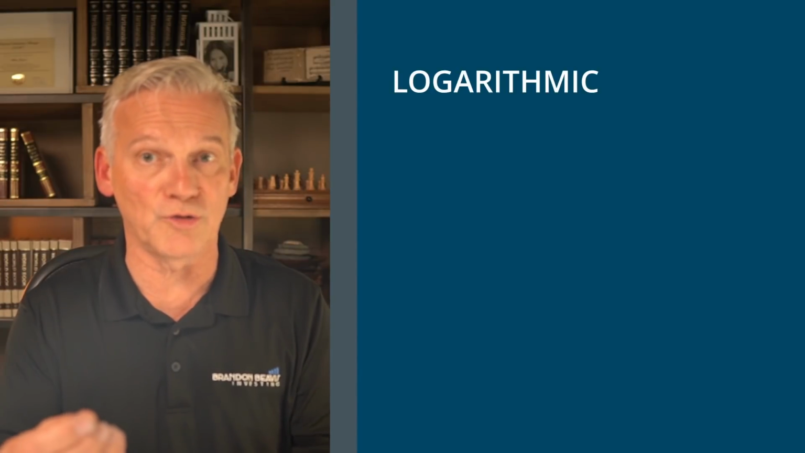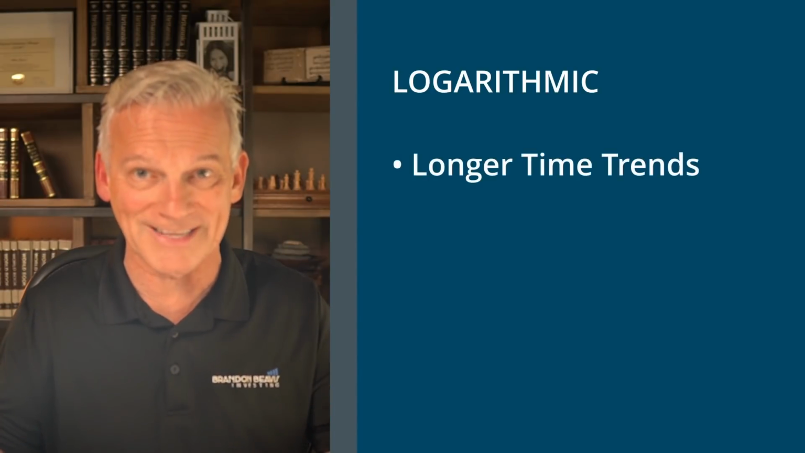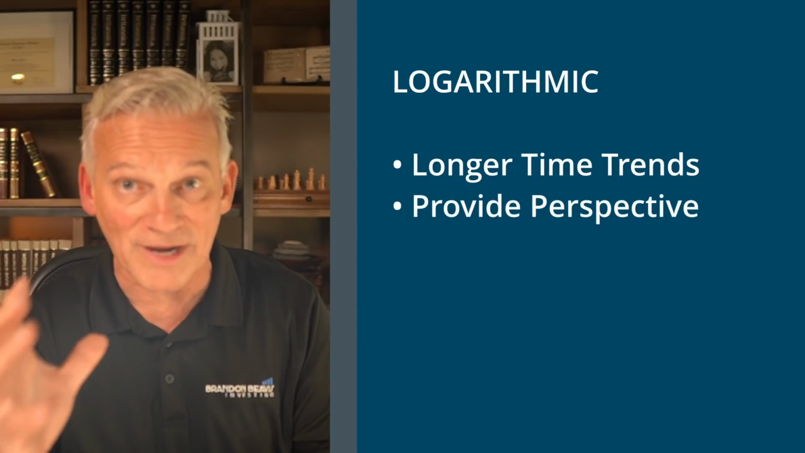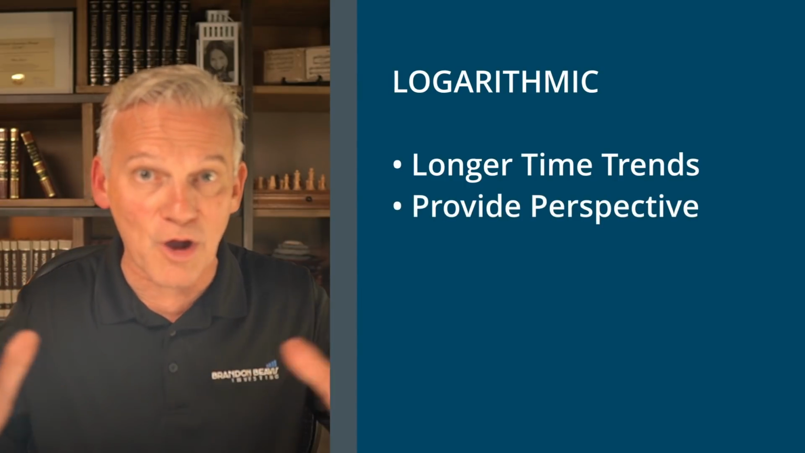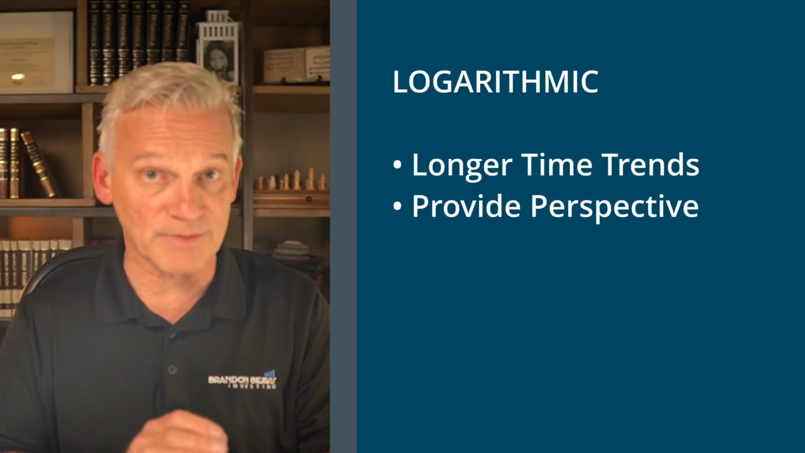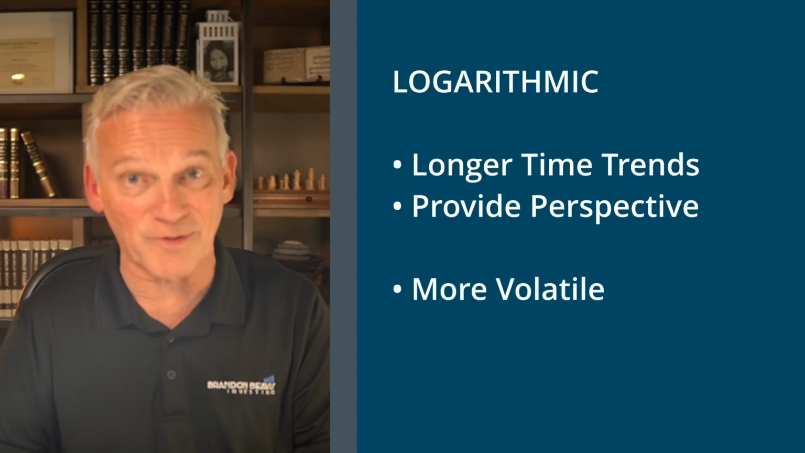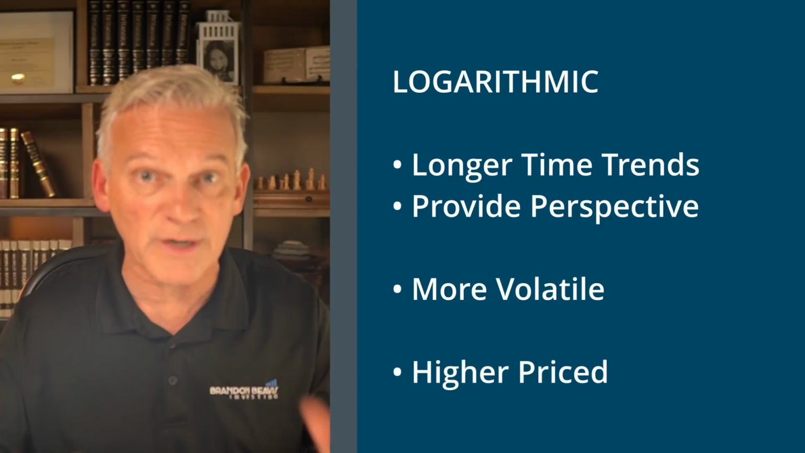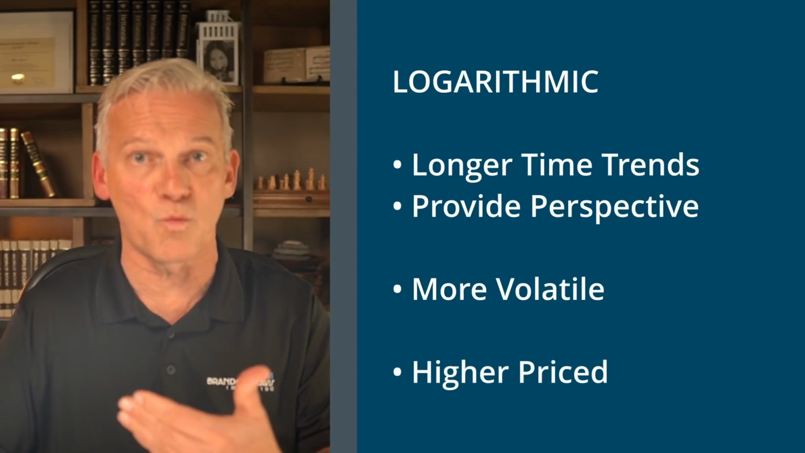Logarithmic charts would be used more for long-term trends. They really help put perspective of recent price movements over a longer time period. If a stock is more volatile or a sector is more volatile, and generally speaking, the higher the price of a security, you would lean more towards a logarithmic scale. Let's look at some real live examples of how you would apply these.